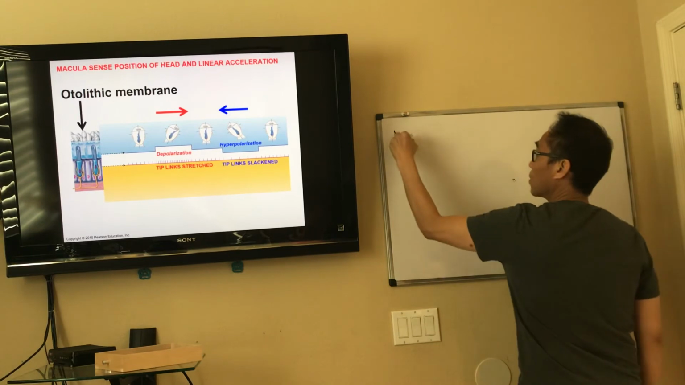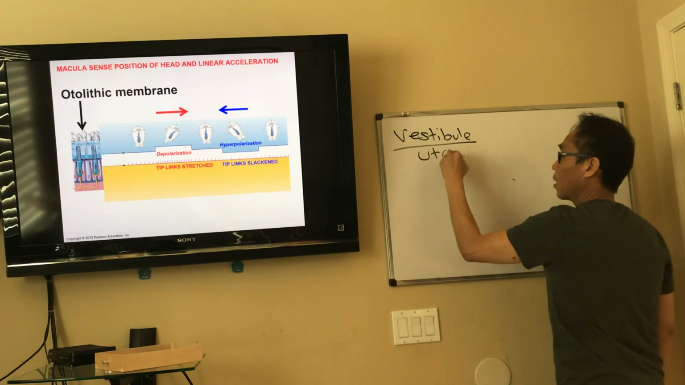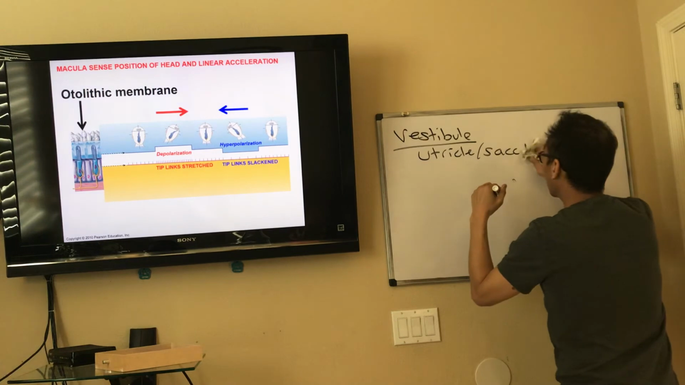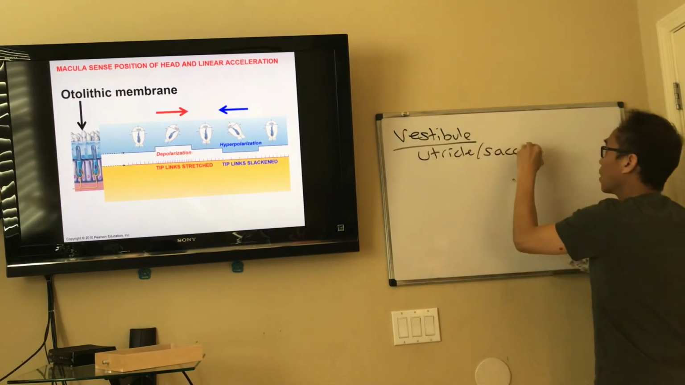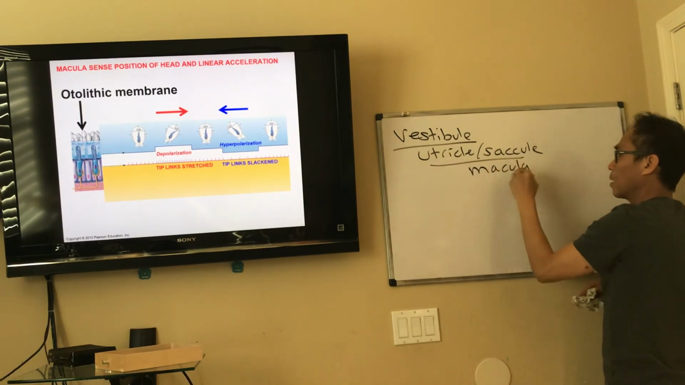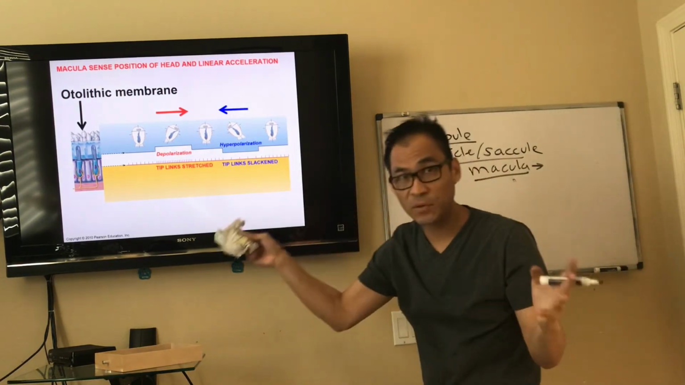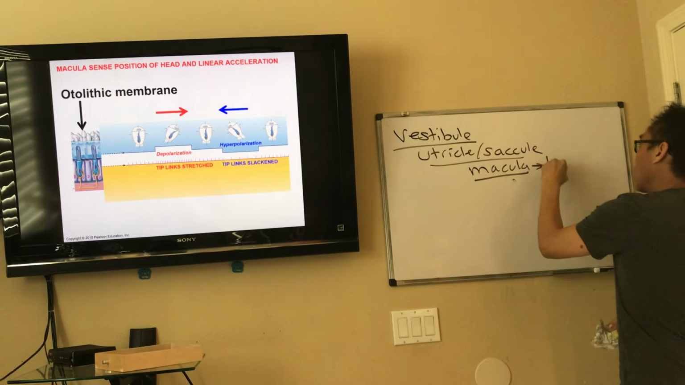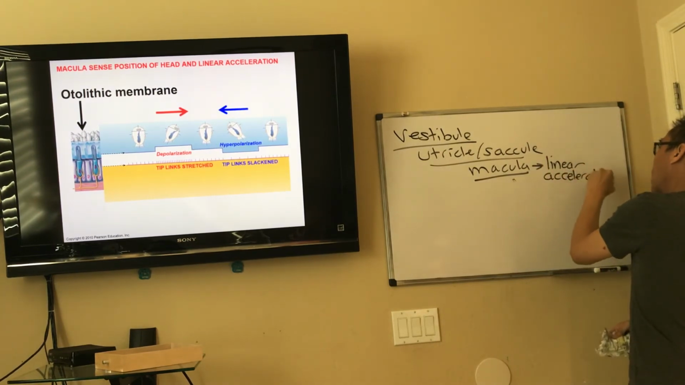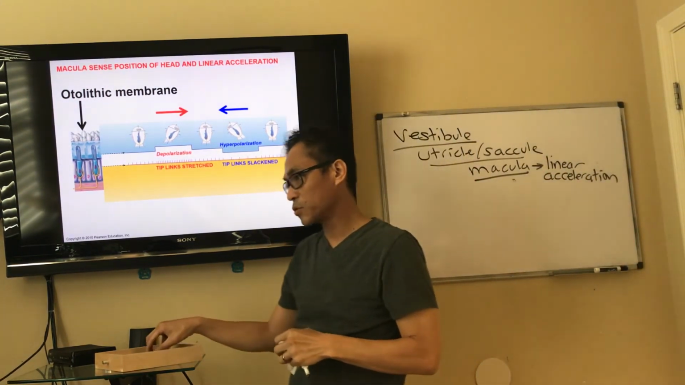So the vestibule, with their utricle, saccule, with their macula, that detects a linear acceleration, like tilting your head or going from 0 to 60 in your car. That's the quote-unquote equilibrium sensation detected by this inner ear structure.